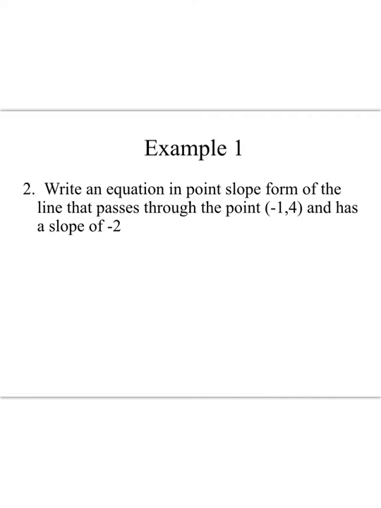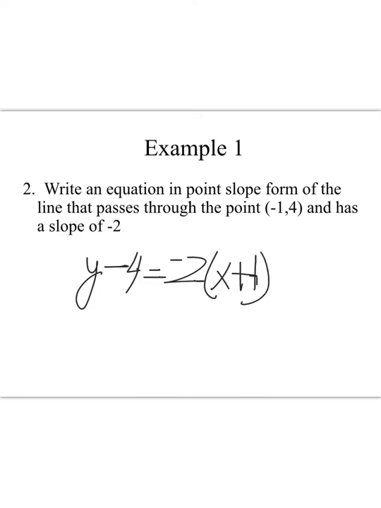So now that you've had a chance to work on it, so it's y minus y. Well, in this case, my y is 4. And that's going to equal my slope of -2. First x is a variable, and it's going to go minus and -1. And minus and -1 will actually give us +1. So y minus 4 equals -2 times x plus 1.